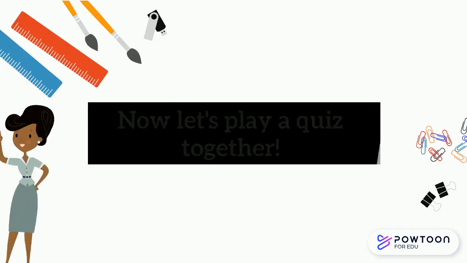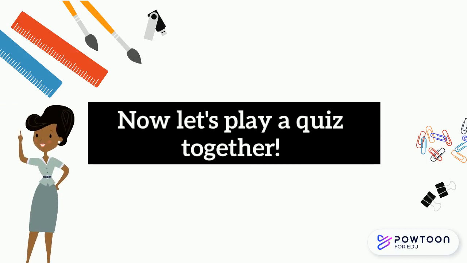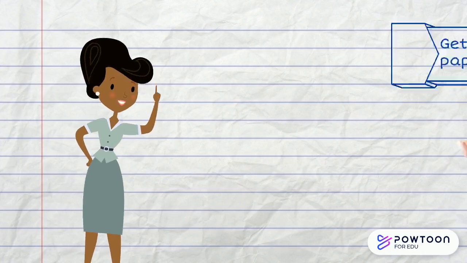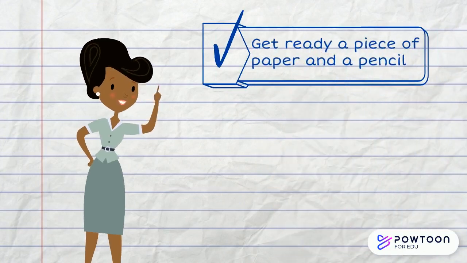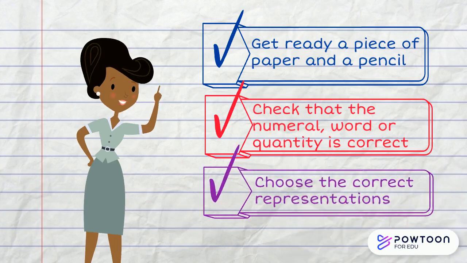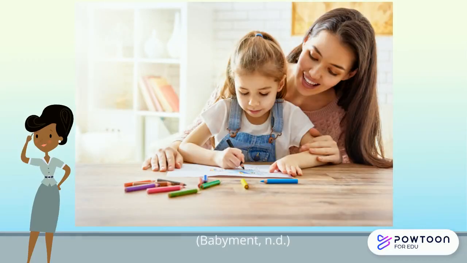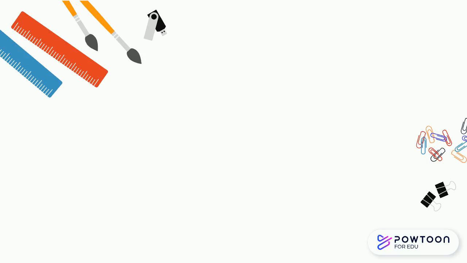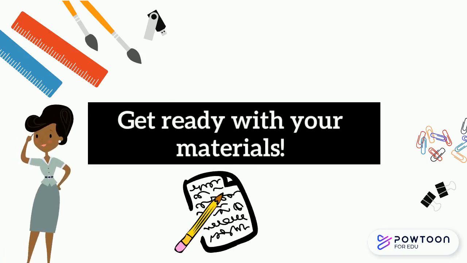Now you will be playing a quiz with me to see how numbers are represented. Before we start the quiz, get ready a piece of paper and a pencil to answer the questions given. It is important for you to check that for each number, there is a correct numeral, word, or quantity. You need to choose the correct representations of the number out of the options given. It will be best to have a parent or a carer by your side as you carry out this activity. You may get the necessary materials now.